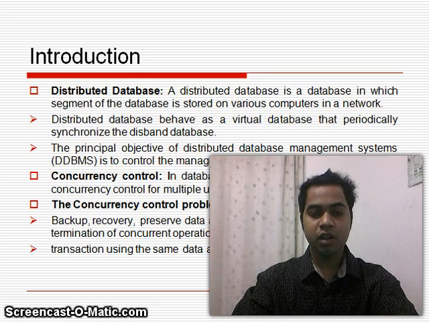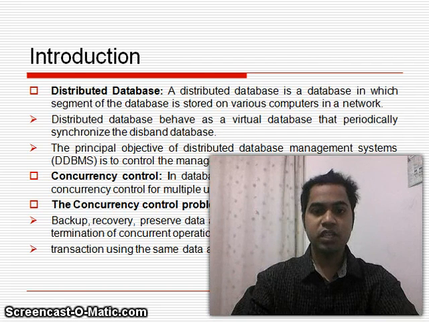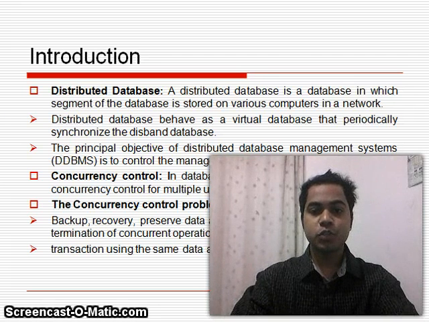Introduction. From the research paper, there are two definitions that come first. One is distributed database, one is concurrency control. So what is a distributed database? A distributed database is a database in which segments of the database are stored on various computers in a network. A distributed database behaves as a virtual database that periodically synchronizes the distant databases. The principal objective of a distributed database management system is to control the management of the distributed database.